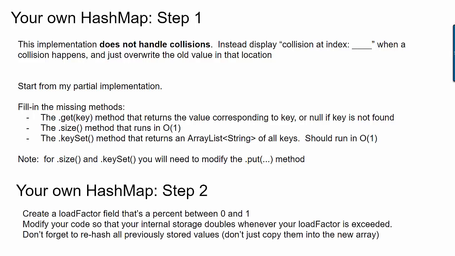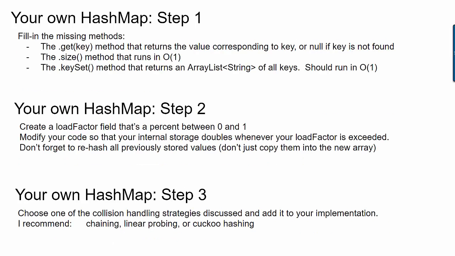Okay, step 2 is you're going to be able to handle the idea of a load factor. So create a field called load factor, or maybe max load factor, that will be the maximum percent that you want your data structure to be filled. And then whenever you exceed the load factor, you'll double the size of your array and rehash, reindex, reinsert all of the previously stored data into the new array so that we'll be able to look them up properly. Then pause and come back and watch my other videos where I describe 2 other collision handling strategies. I'll describe linear probing and cuckoo hashing.